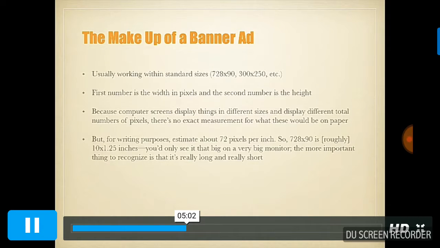So you can estimate about 72 pixels per inch. So 728 by 90 is roughly, very, very roughly, 10 by 1.25 inches. Now, again, you'd only see it that size on a very big monitor, so don't bank on those inches numbers too much. On my tiny MacBook Air, for example, it's closer to 133 pixels per inch instead of 72. The most important thing to understand is that you're dealing with a size that's really long and really short, that's 728 by 90, and that's going to affect how you can write the copy.